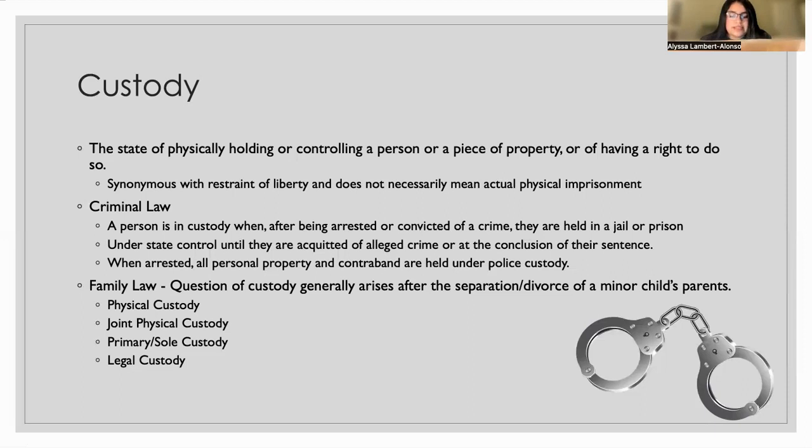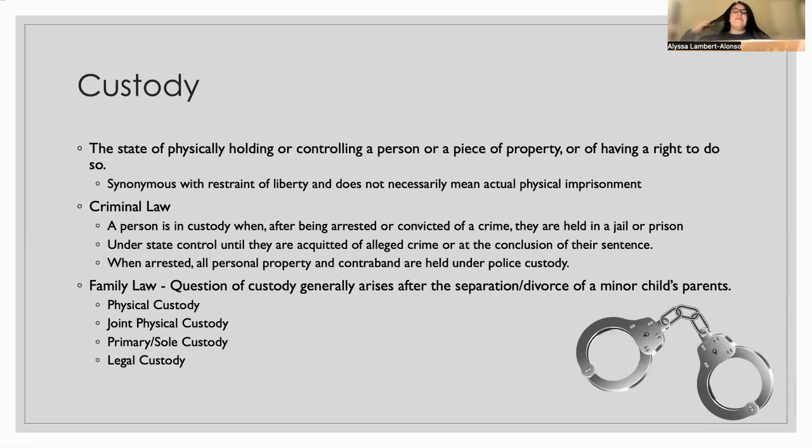And once they are arrested, property is taken into custody during the booking process. All personal effects are held in police custody until the person is released, and any contraband or anything illegal that they had on them does remain in police custody for the time.